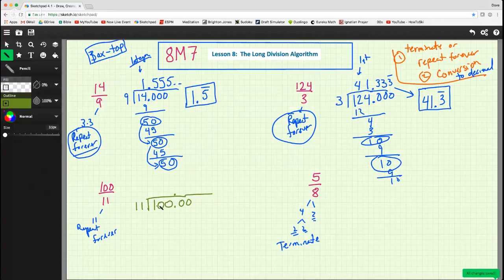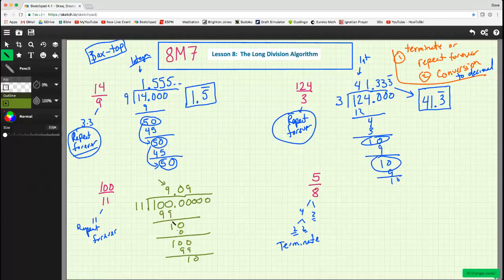11 goes into 10, no times. 11 goes into 100, 9 times. 9 times 11 is 99. 1. This is our integer portion. 10. 11 goes into 10, 0 times. 0 times is 0. Drop down our 100. 11 goes into 100, 9 times. 9 times 11, 99. 1. Put some more zeros out here.